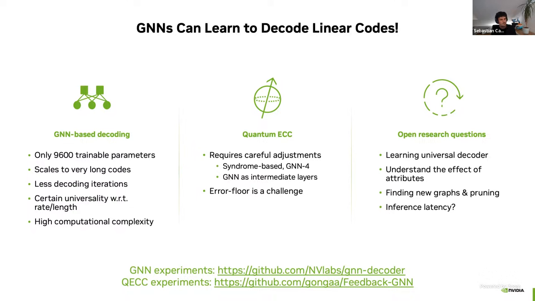I still would like to understand the effect of attributes. So maybe we could also learn some code-specific parameters, properties, and use them to prune graphs. Similar things have been done for weighted BP. So maybe there's some insight to be gained. And the big challenge when we talk about quantum is probably the inference latency, because these systems are typically quite unstable. So you need to run these decoders on a millisecond time scale, which is something one would really need to optimize in the architecture.